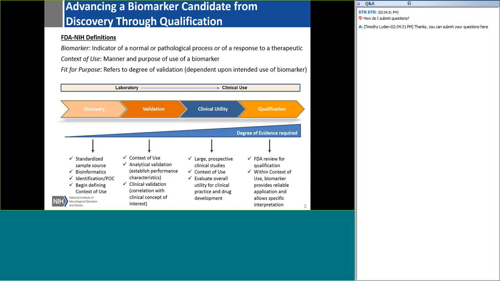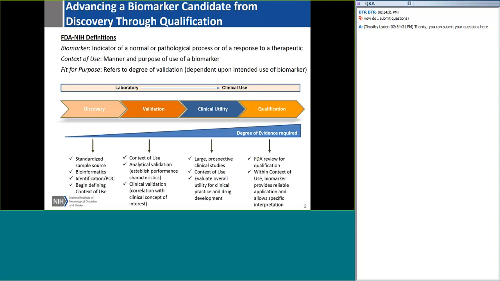You'll find throughout this whole process, understanding your context of use and defining it becomes one of the most important aspects of figuring out exactly what your validation scheme is and whether you want to go for qualification of your biomarker with the FDA. In validation, context of use, again, further definition of it is important. And here, so is analytical validation. And we'll be talking about that quite a bit during this little presentation.